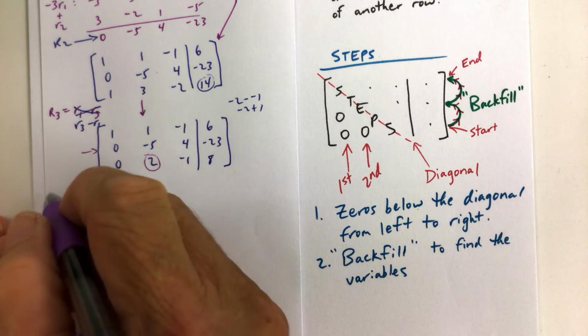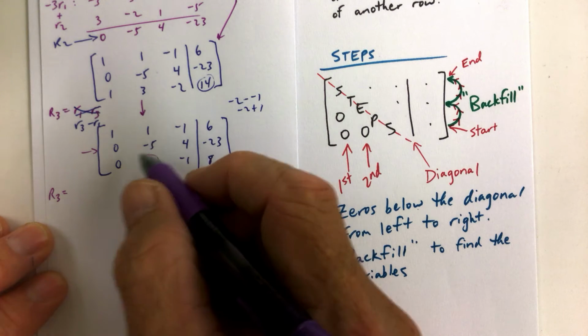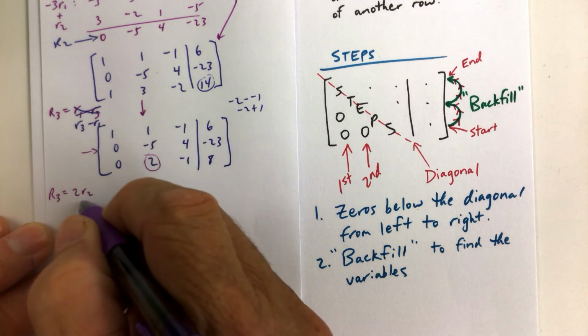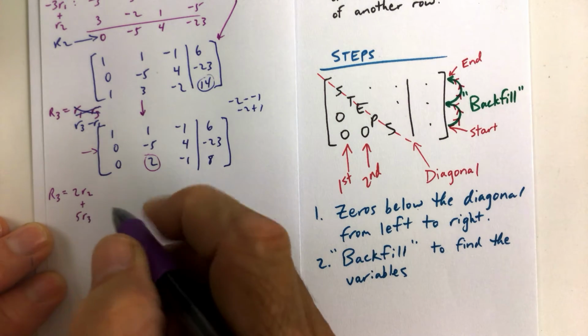So our new row 3 is going to equal, think about this, we're going to take 2 times row 2, and we're going to add that to 5 times row 3. All right, see why this works.